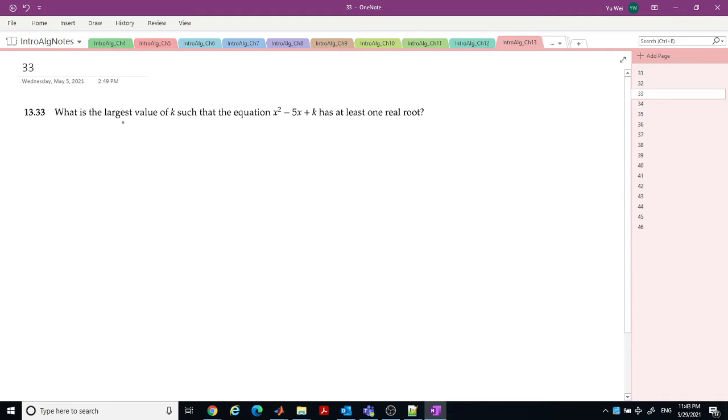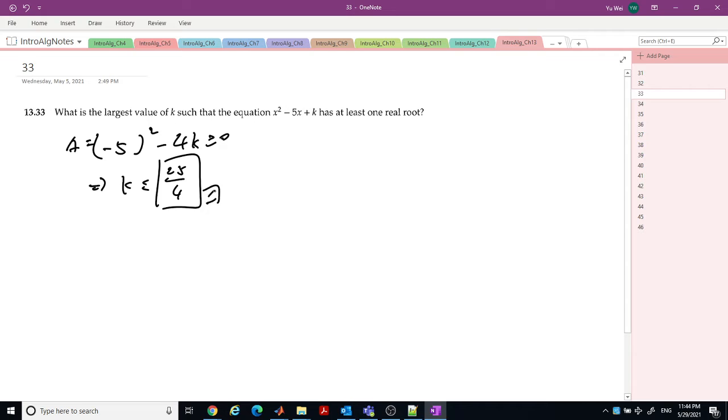This one. So what is the largest value of k such that this one has 1 real root? So this one is delta equals negative 5 squared minus 4k, greater than or equal to 0. So we know k is less than or equal to 25 over 4. So that's why the maximum is 25 over 4.